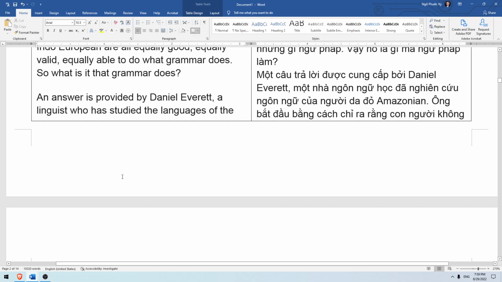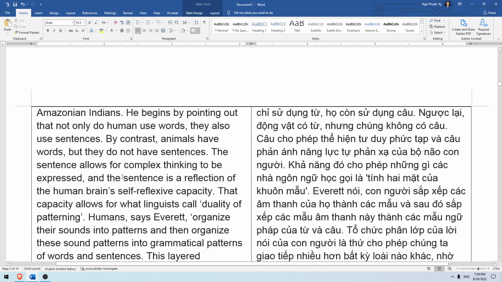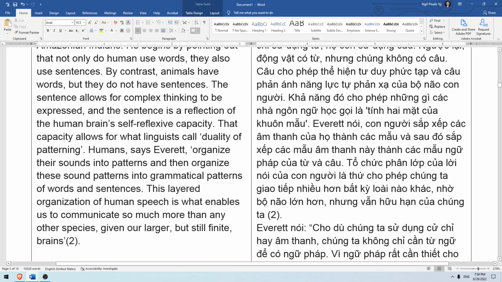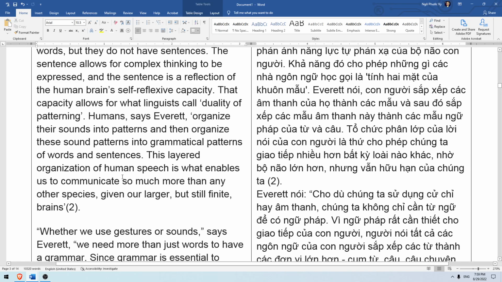An answer is provided by Daniel Everett, a linguist who has studied the languages of Amazonian Indians. He begins by pointing out that not only do humans use words, they also use sentences. By contrast, animals have words, but they do not have sentences. The sentence allows for complex thinking to be expressed, and the sentence is a reflection of the human brain's self-reflexive capacity. That capacity allows for what linguists call duality of patterning.